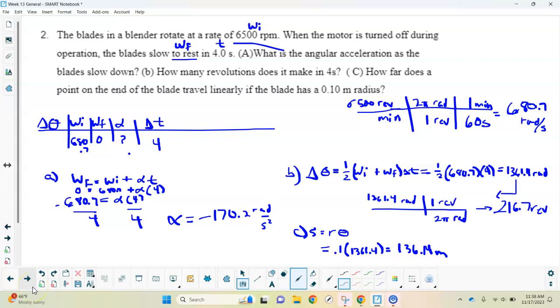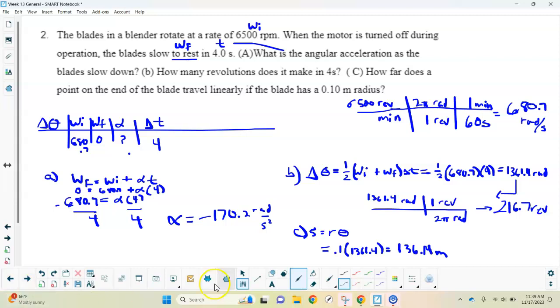same thing. The blades in a blender rotate at 6,500 RPM, which is the initial speed. The motor's turned off and it slows down and eventually comes to rest, so omega f is 0. The time it takes for that to happen is 4 seconds. We want to find the angular acceleration, how many revolutions it makes in those 4 seconds, and then how far a point on the end of a blade travels linearly if the blade has a radius of 0.1 meters.